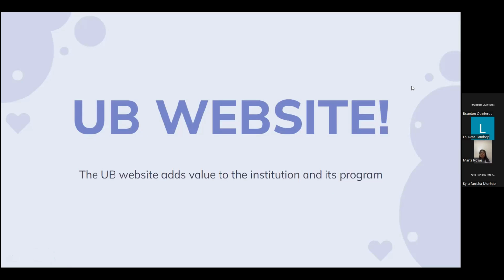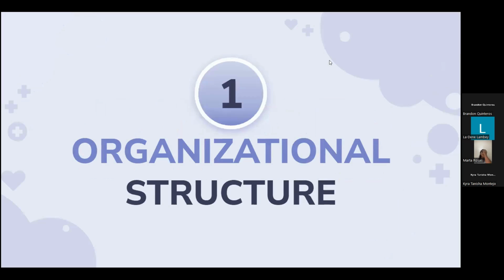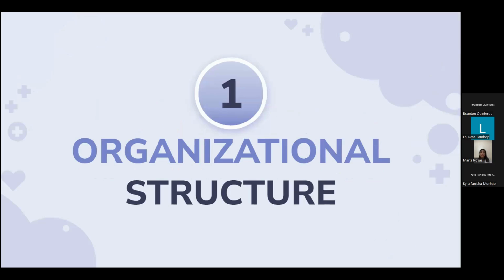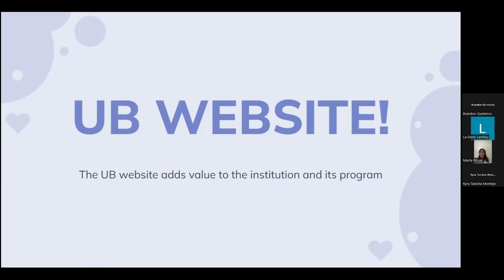Okay, the first one we have here is the UB website. The UB website adds value to the institution and it is an asset. The previous slide, Miriam, please. The previous one, Miriam. Yes, that one. The UB website helps to access information about the institution and its programs. As well, it helps to access the application form. And lastly, the UB website helps to access information such as Moodle and Senegrade. Next slide, please.